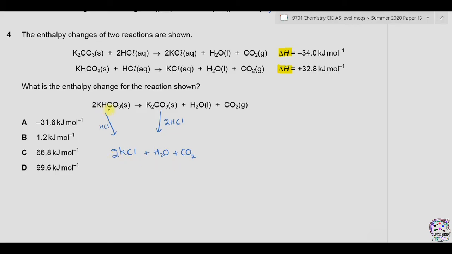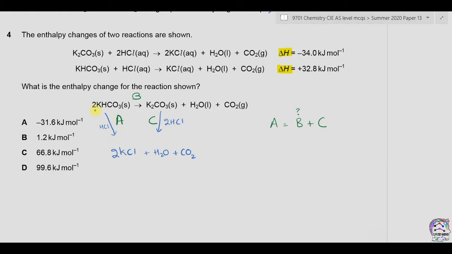The conversion of potassium hydrogen carbonate into KCl, H2O and CO2 could be written as A. The conversion of potassium hydrogen carbonate into potassium carbonate, water and carbon dioxide can be written as B, and this one as C. Now according to Hess's law, this is one step reaction and these are 2 steps. So therefore A is equal to B plus C. We have to find the enthalpy change in reaction B.